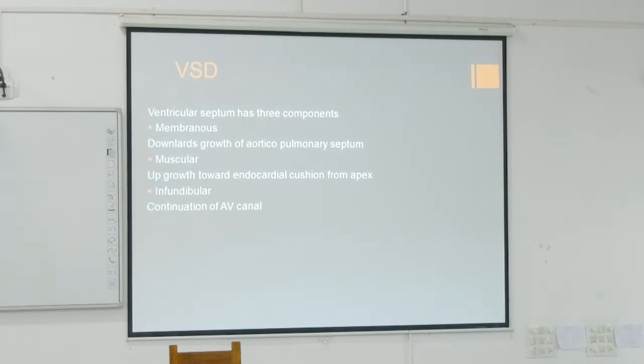From the endocardial cushion, ECC, there is a downward growth of the membranous portion of the ventricular septum, and a muscular part grows upwards from the apex of the heart. This membranous part and this muscular part fuse with each other, forming the ventricular septum. If any component, the membranous or the muscular, is deficiently formed, we have a septal defect between the ventricles. We call it a ventricular septal defect, or VSD in short.